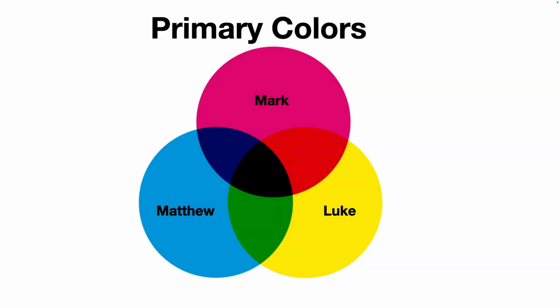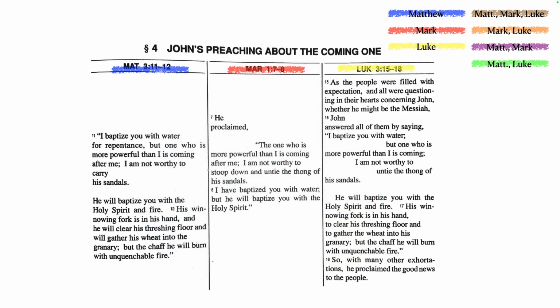We're going to start with the primary colors, red, yellow, and blue, one for each of the Synoptic Gospels. This is convenient because the combination of the primary colors make other colors. So the combination of all 3 Synoptic Gospels is going to be brown. The combination of Mark and Luke is going to be orange. The combination of Matthew and Mark, purple, and the combination of Matthew and Luke, green.